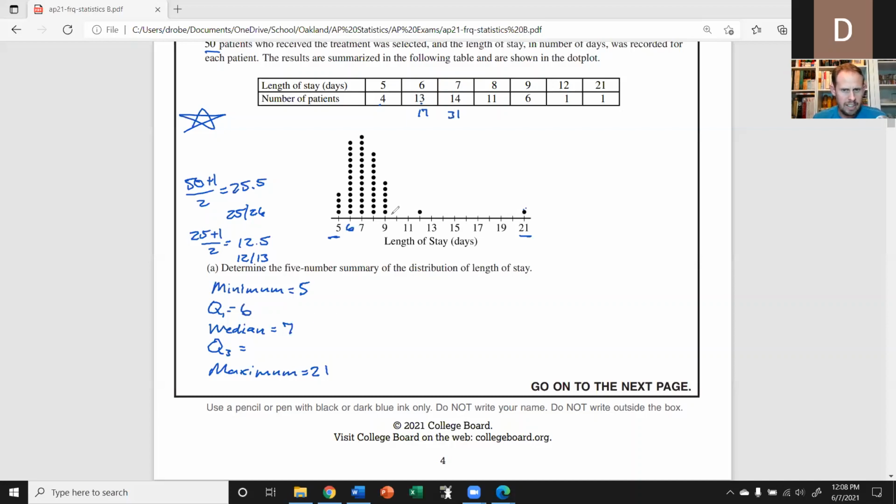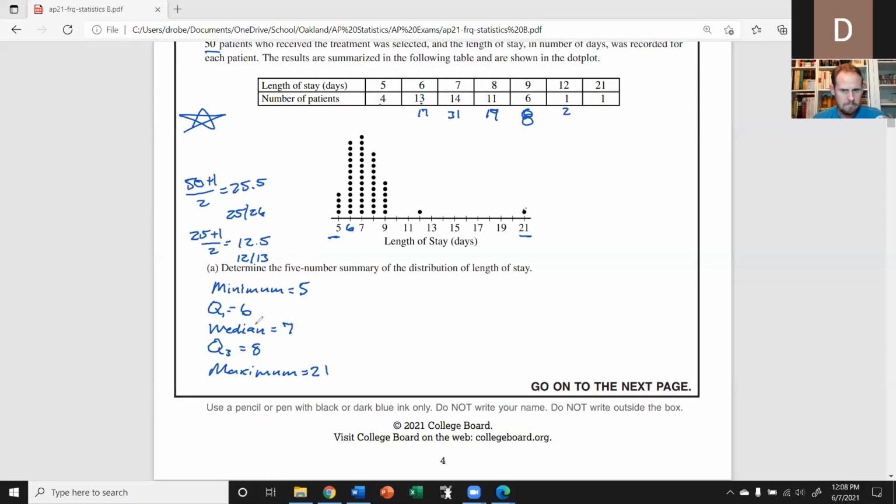All right. Also, if we count down 12 from the top, we'll get to Q3. That's kind of the tricky way to do it, but we could just count down 12 from the top. So 1 plus 1 is 2, plus 6 is 8, plus 11 is 19. So we've already hit it in there. So it looks like Q3 is going to be 8. So there is our 5-number summary.